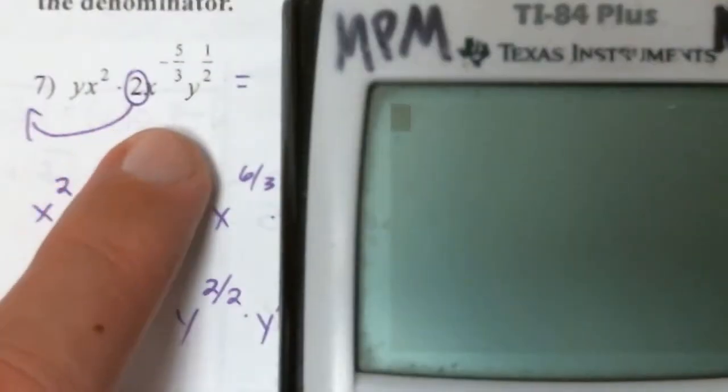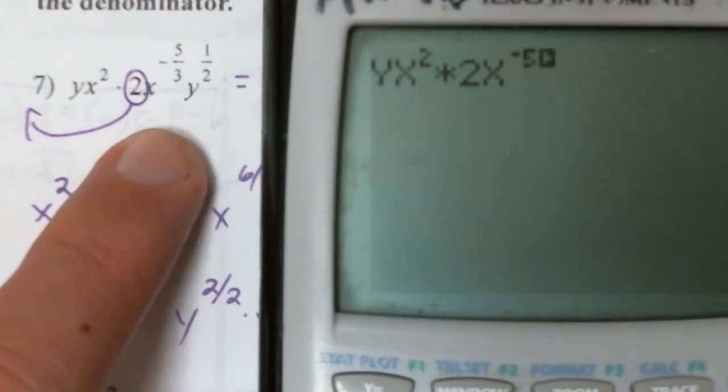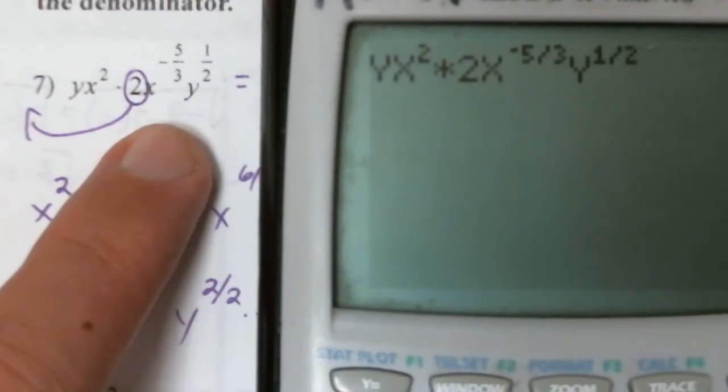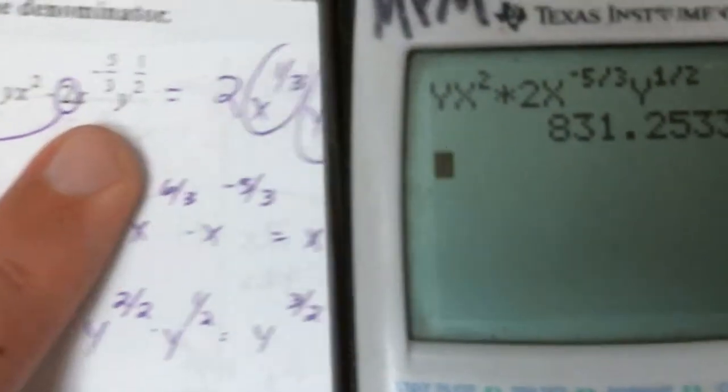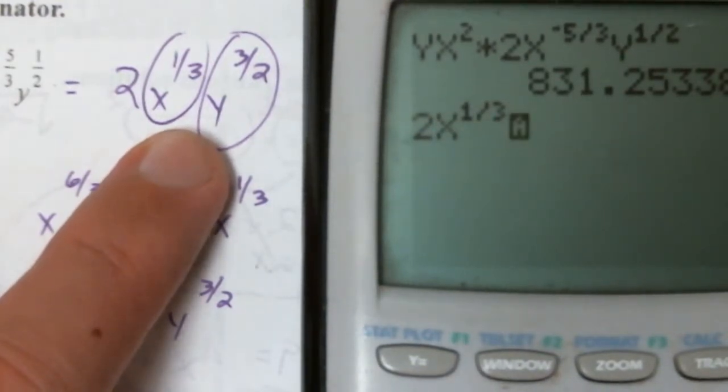All right, so let's plug in our original problem. Alpha y x squared times 2x raised to the negative 5 divided by 3. Bring my cursor down. Alpha y raised to the 1 divided by 2, and I get some number. We think that's equivalent to 2x raised to the 1/3. Bring my cursor down. Alpha y raised to the 3 divided by 2.